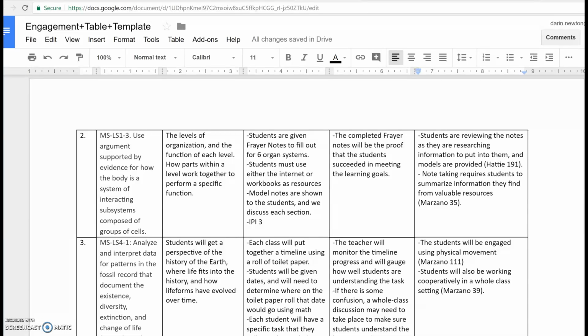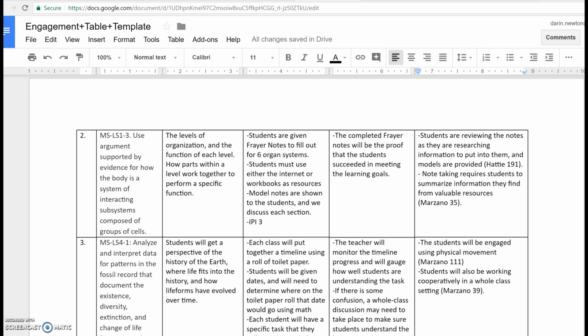This will be IPI level 3, so it is kind of along the lines of the worksheets and obviously their notes, but I feel like it's a higher engagement type of notes. They're not just copying something from the board, they're actually researching the information and synthesizing it into their own words. The completed Frayer notes will be the proof that the students succeeded in meeting the learning goals.